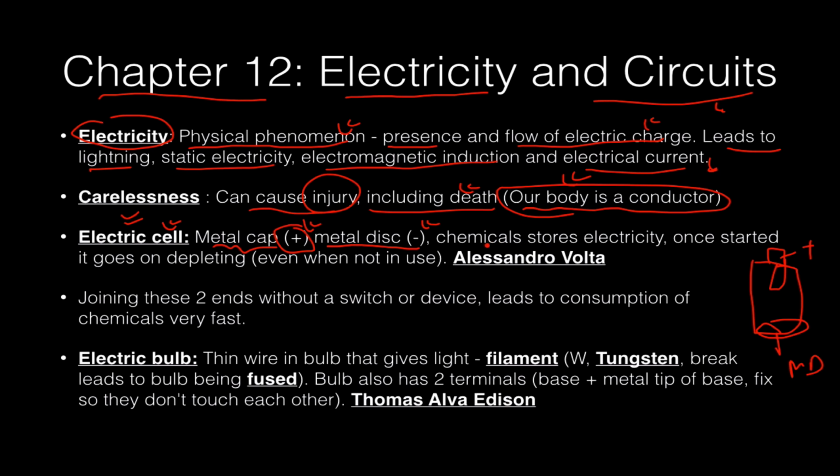Let's leave it. Now chemicals are there which store electricity, and once started it goes on depleting forever and ever, even when not in use. So it's not that you use it, keep it, and then take it out 6 months later, it will be all gone. The first cell was called the voltaic pile. It is said to be the first cell. It was discovered by Alessandro Volta way back 300-400 years ago.